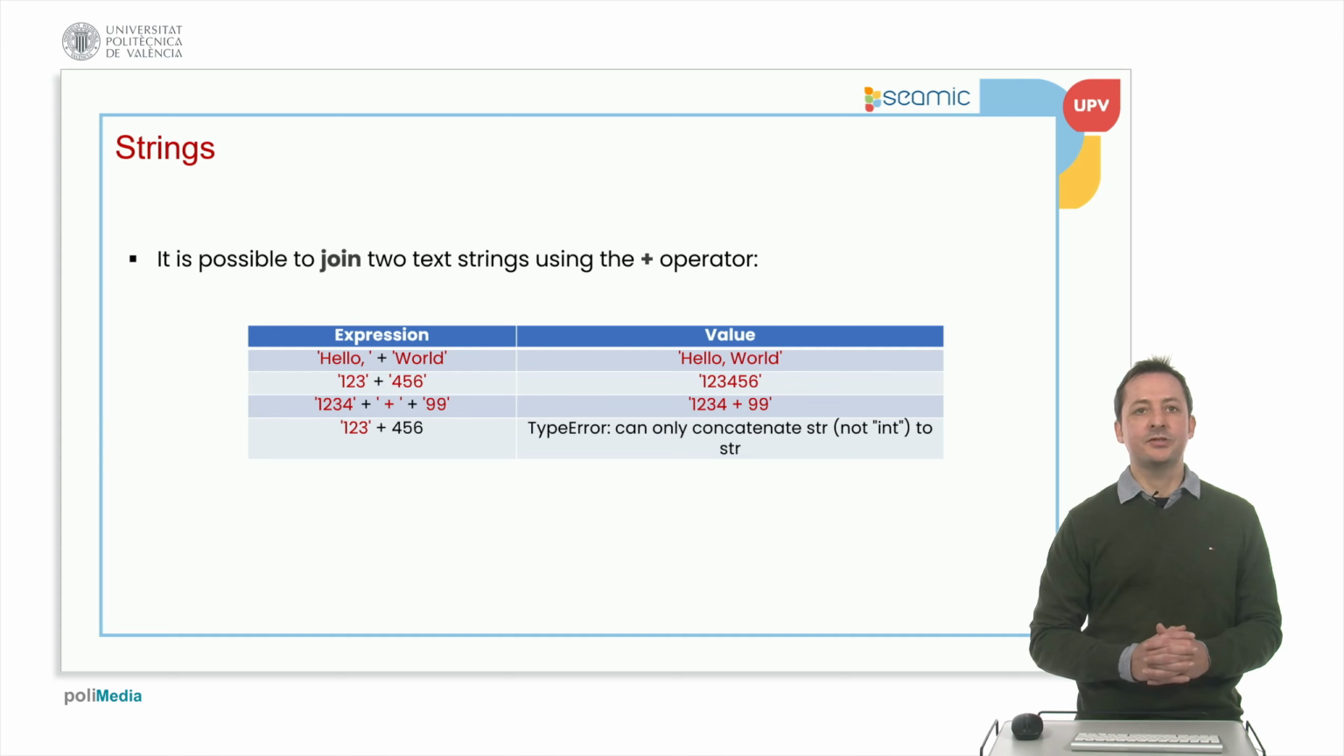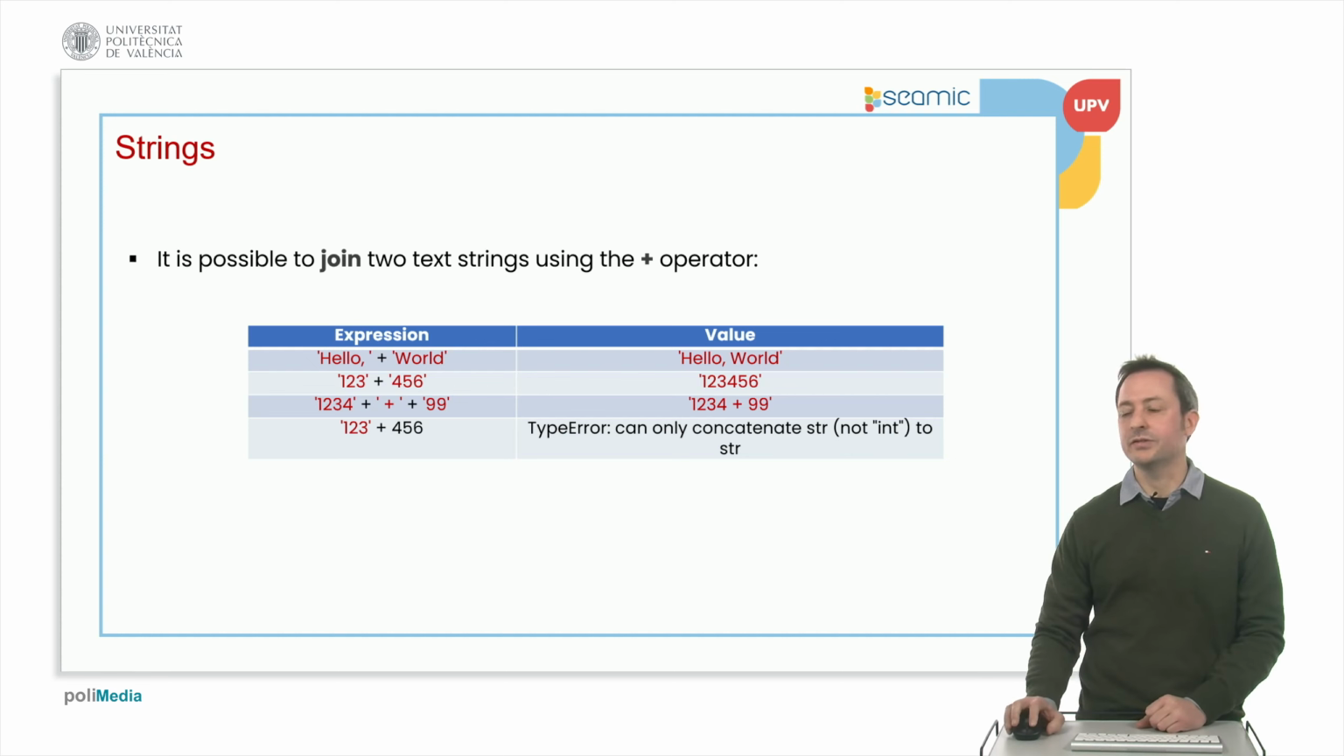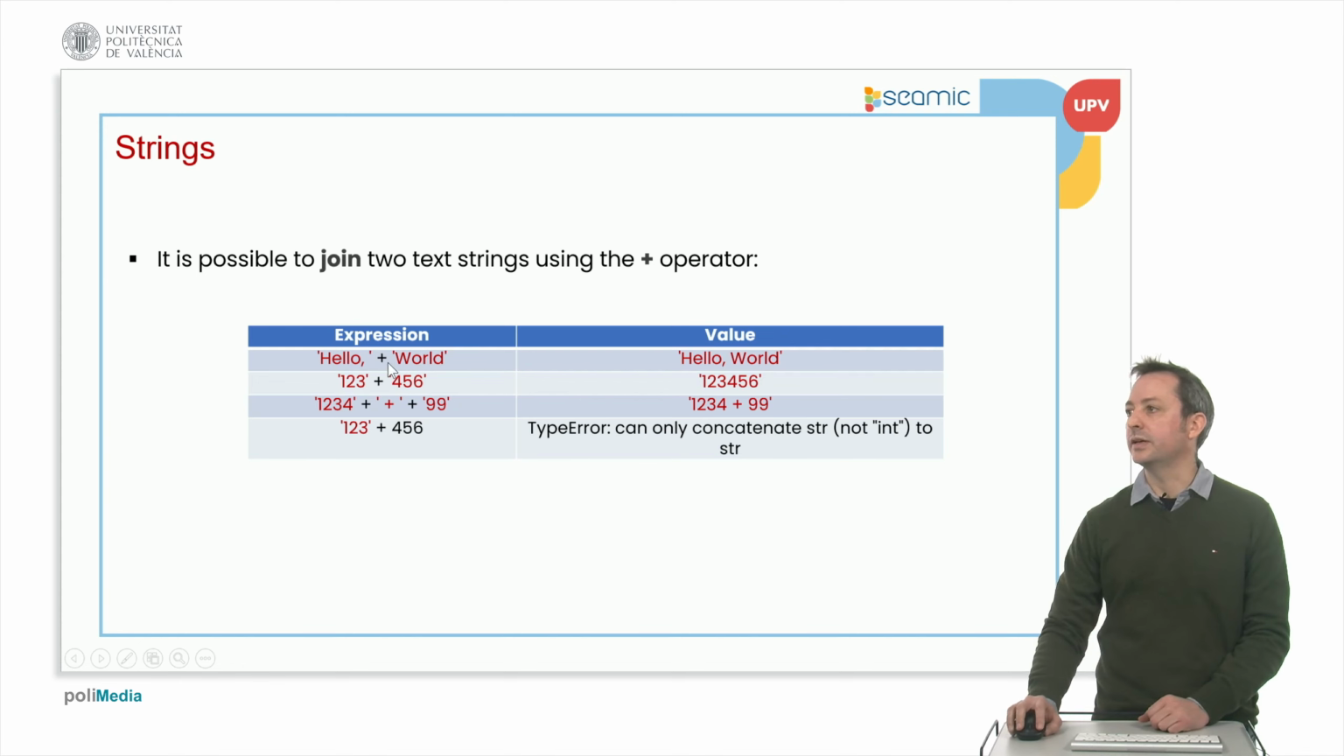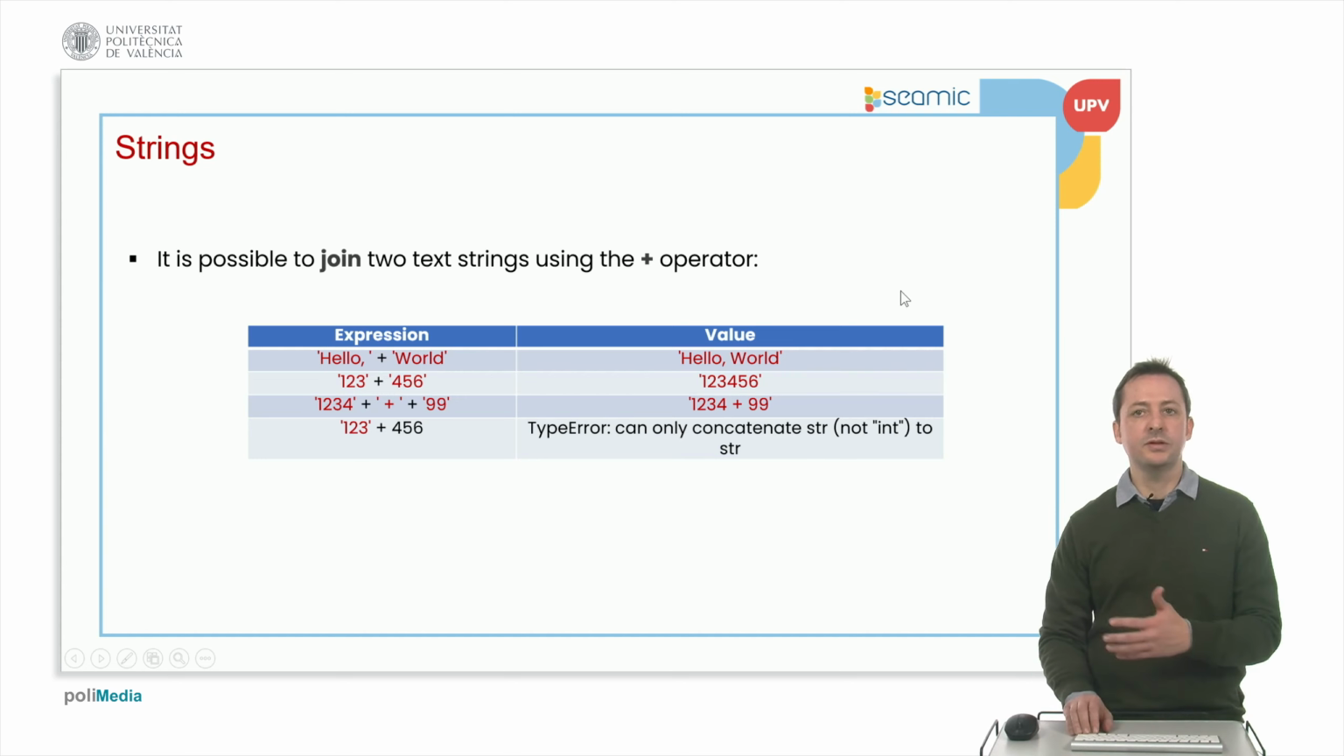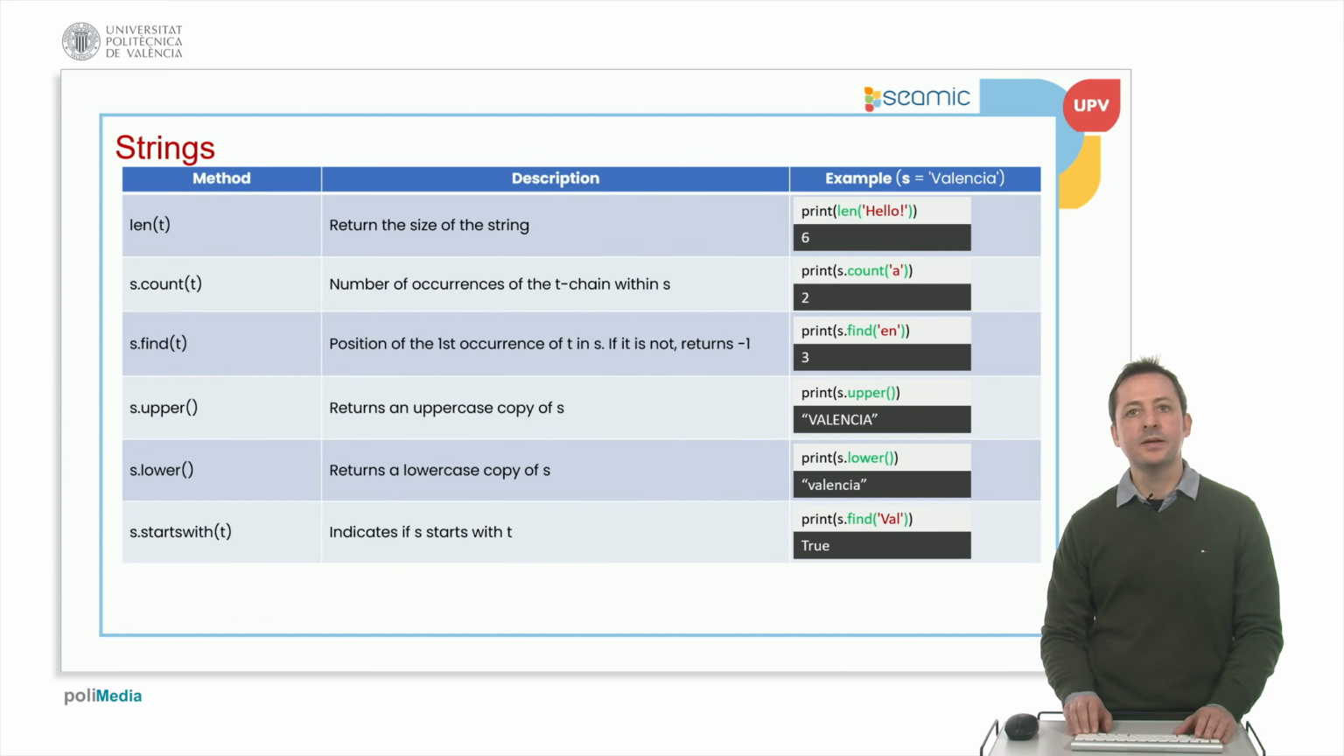By using strings, we can also perform some operations such as joining different strings. For example, if we have the string hello and the string world, we can join them by using the plus operator and the result will be this one. So strings can be used in this way as well.